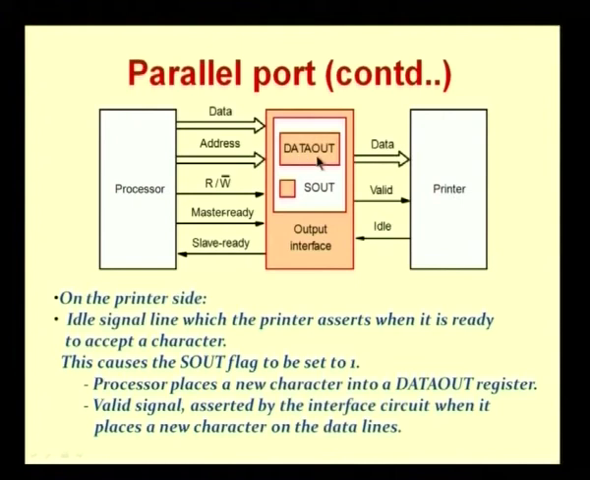Once the data is placed in the data out register, the output interface will assert the valid signal and transfer the data from the data out lines onto this data bus. So, now the valid line is active and the data lines are active. The printer can take the data from these data lines, store it in its buffer, and or print it out. This is what will happen on this side for an output transfer. So, we say that the valid plus idle form the handshake lines for the printer.